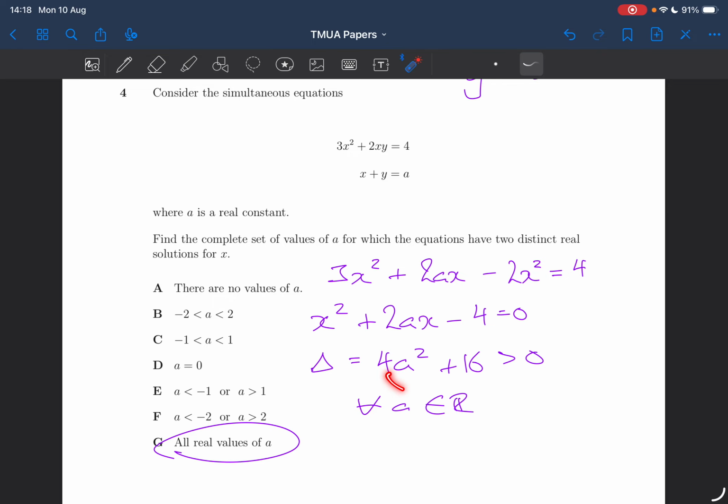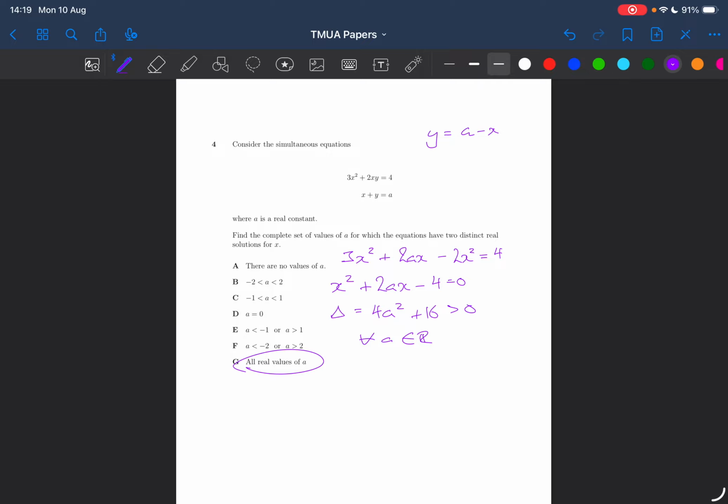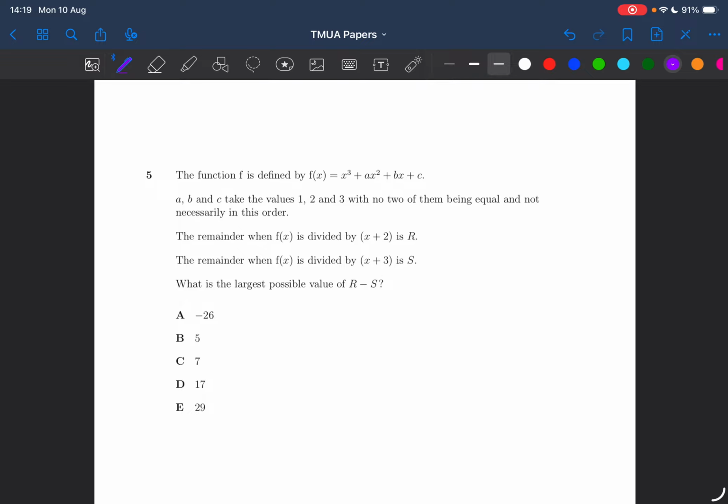Looking at this, no value you can put in, if you square it, it's going to be positive, and adding on 16 will make it even bigger. So that looks all good. Every single value for a should have 2 distinct real solutions. On to number 5 then.